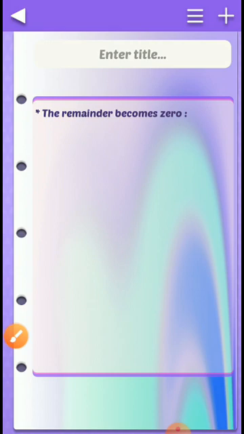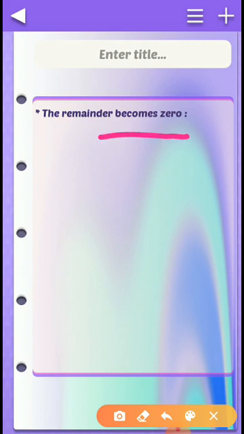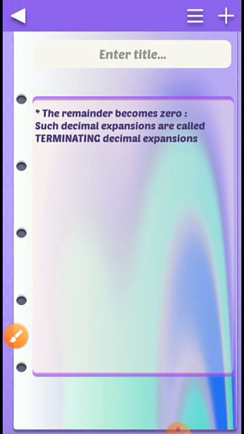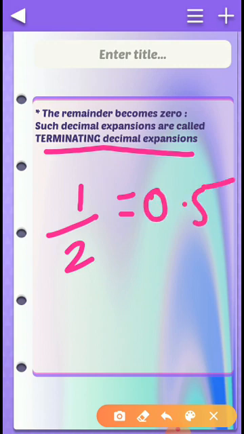Okay. So in these 3 examples, we had seen that either your remainder becomes 0 or the remainder is not 0. So if the remainder becomes 0, such decimal expansions, we can say that they are terminating decimal expansions. Okay. Suppose if I have 1 by 2. What is the answer of 1 by 2? It is 0.5. Yes. Because when I divide 1 by 2, I'll get it as 0.5. So in this case, I will have it as terminating decimal expansion, since I will get here remainder as 0.